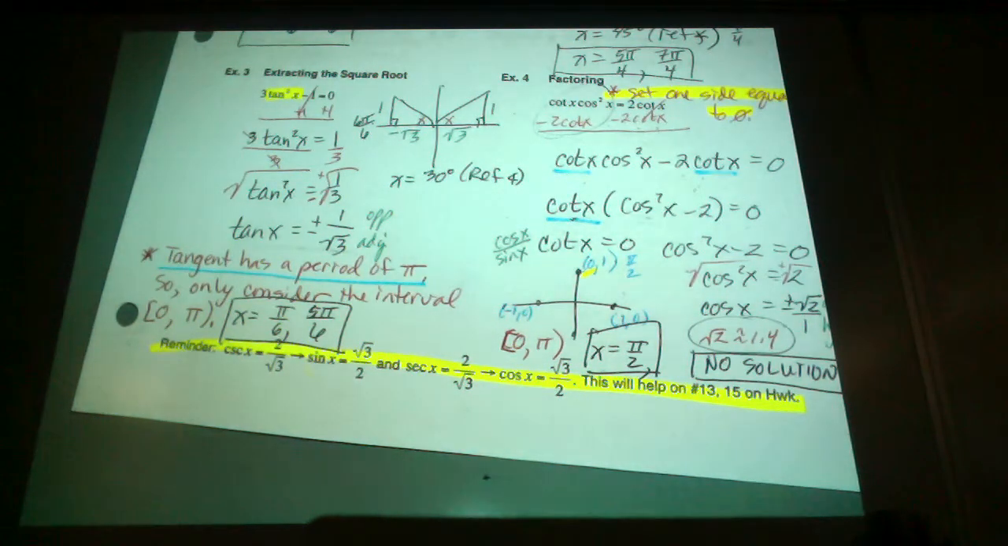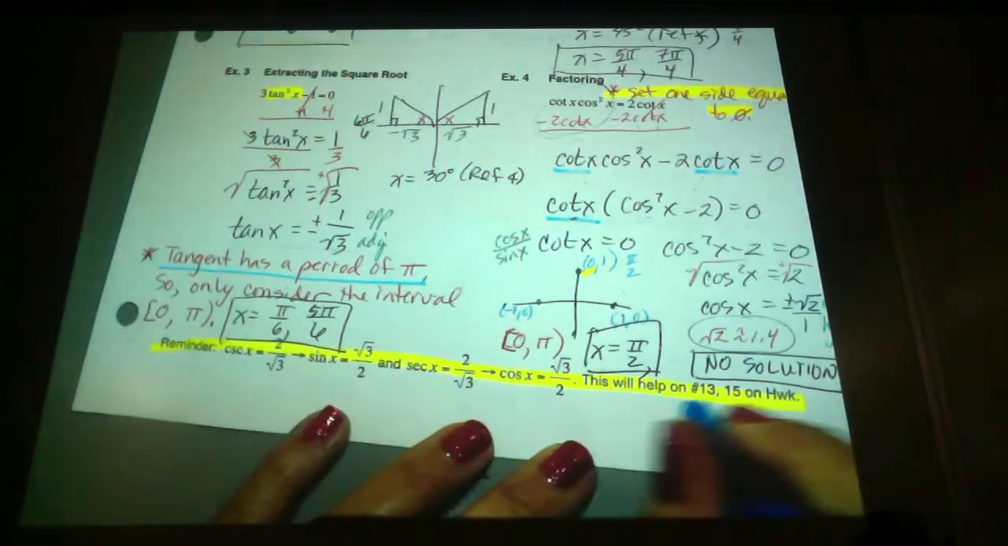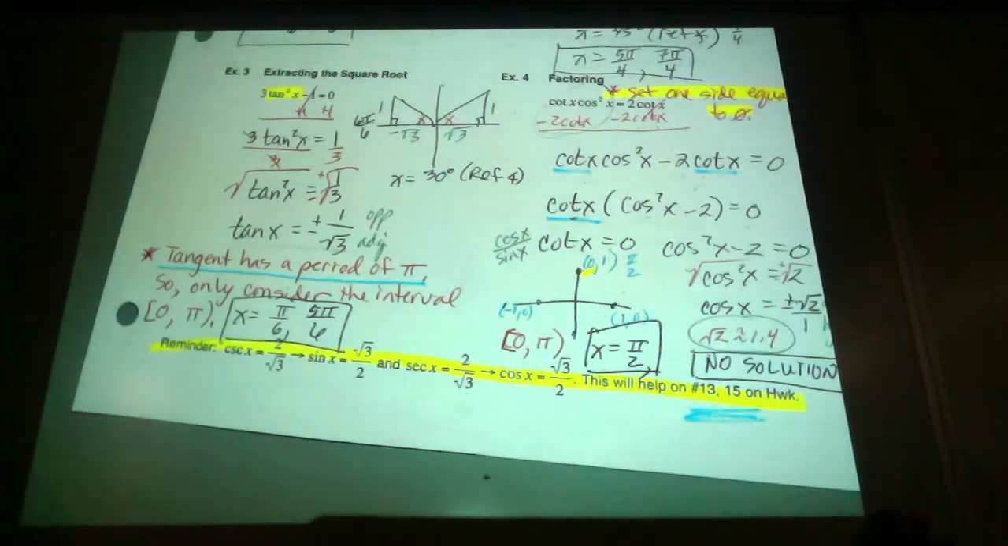But it's specifically helpful on questions 13 and 15 that I assigned on tonight's homework. Okay? So I will answer all questions when I return. But that should get you enough to get through the first part of your assignment.